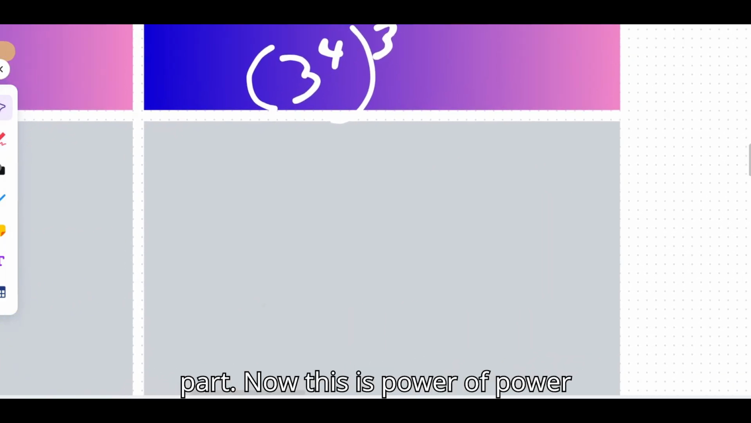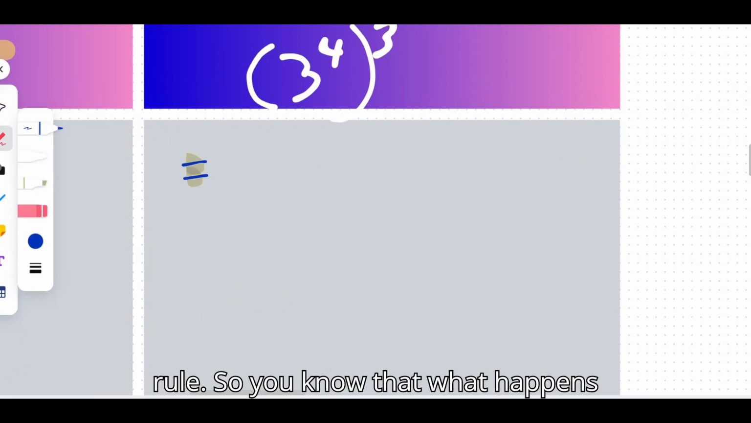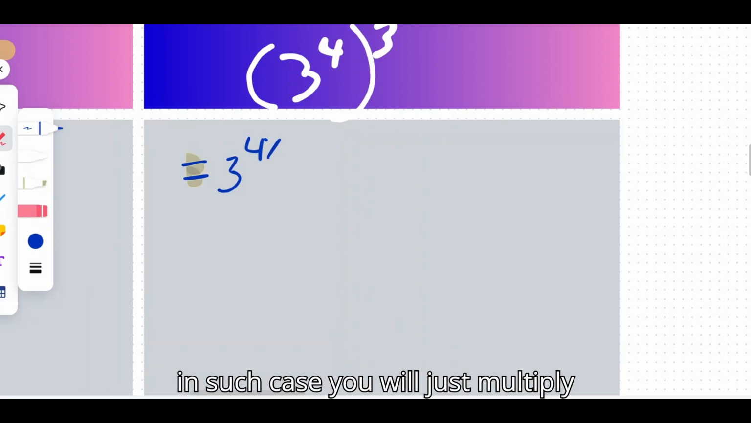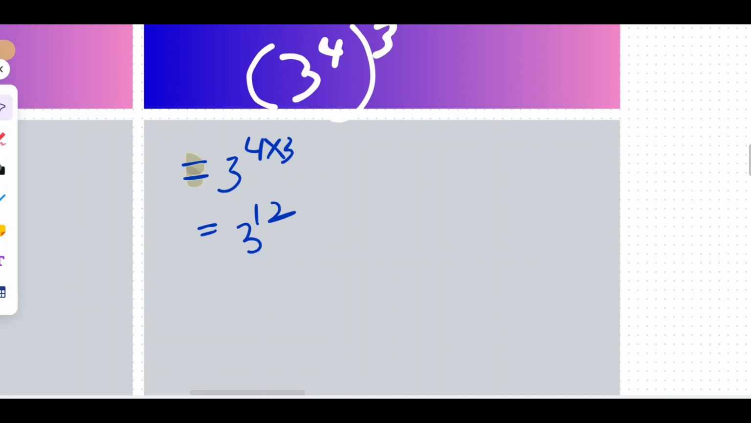Next part. Now this is the power of power rule. So you know what happens in such a case? You will just multiply the powers. Easy? Let's move to the next question.